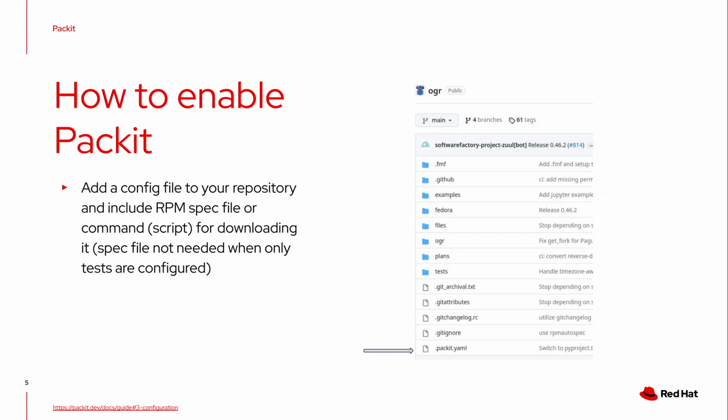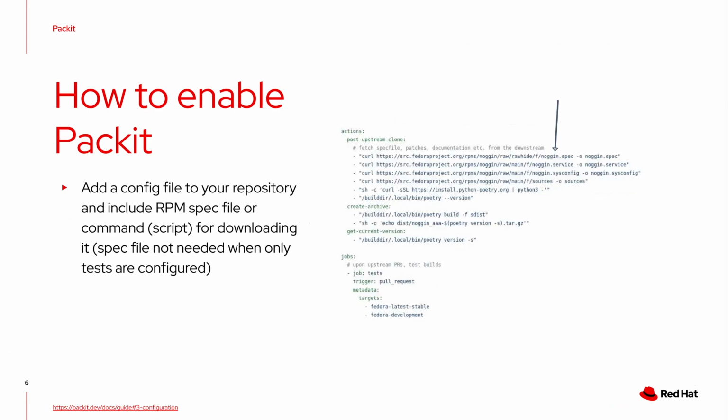The last step is creating a configuration file and placing it in your repository. For most of the Packit features, you will need an RPM spec file, which you can either place in the repo as well, or define a command or script to download it. This is of course not needed if you are only running tests without building RPMs.